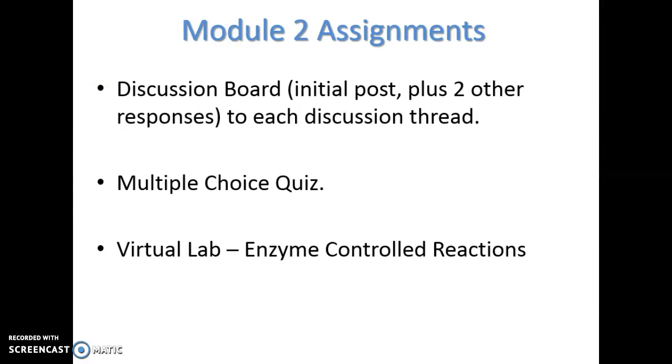I'll go over briefly the Module 2 assignments. We do have a discussion board, so you'll need to make sure you create an initial post plus 2 other responses. Even though this is a 2-week module, I do recommend that everyone at least post their initial post during the first week, so that we're ready to go in week 2 to discuss further. There is a multiple choice quiz, and then we'll also have our second virtual lab, the enzyme controlled reactions.